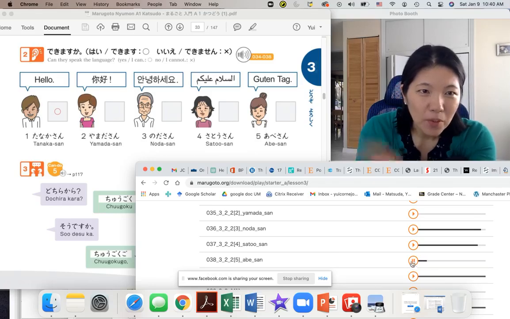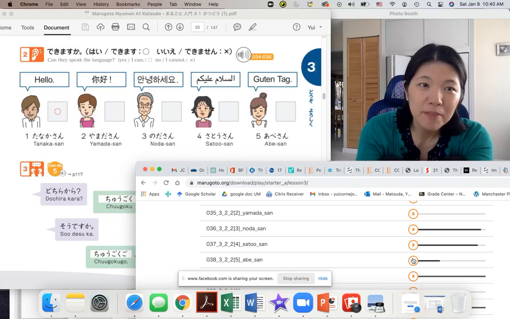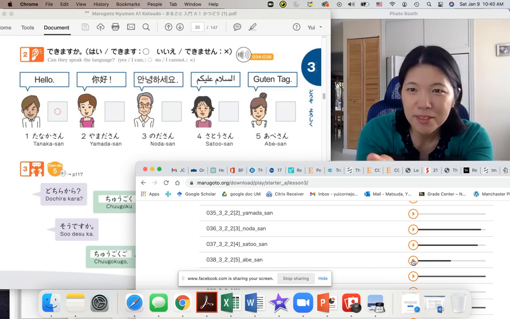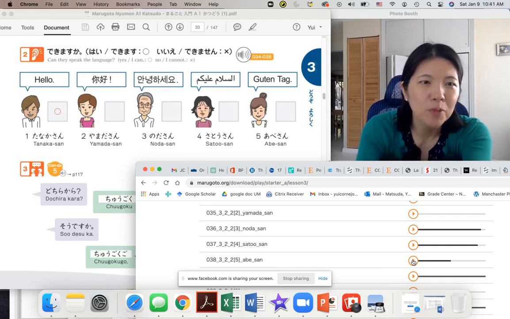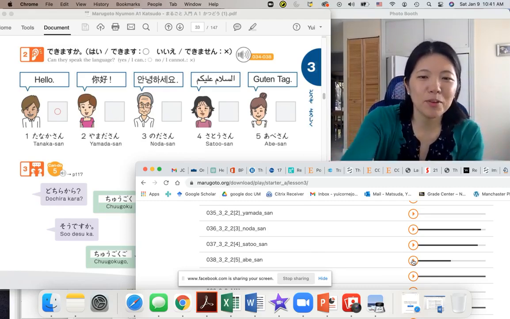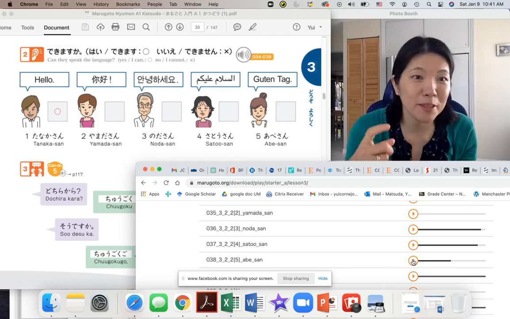安倍さんはドイツ語ができますか？Abe-san, can you speak German? ドイツ語 is German. はい、少しできます。Yes, I can speak a little bit. 少し again, somebody else said that. I think Tanaka-san said that, right? He said he speaks English a little bit. So Abe-san is also saying she can speak German a little bit.